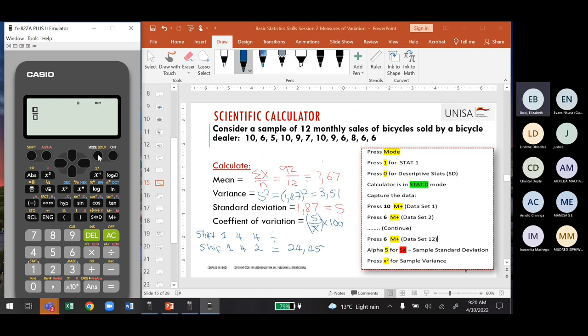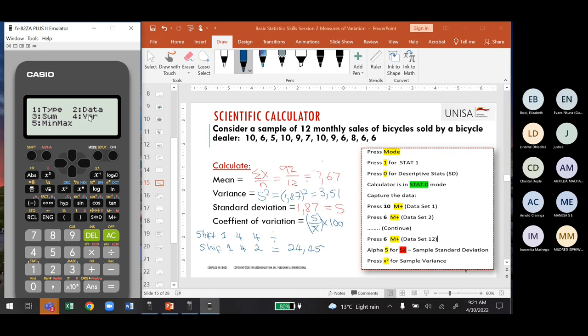To remember, it's mode 2, 1 for stat. Then you put in the data onto your table by pressing the value, equal, the value, equal, the value, equal. Once you are done putting in the values, you press AC and then shift stat to call the statistics analysis functions, and you can select whichever value you want to calculate.